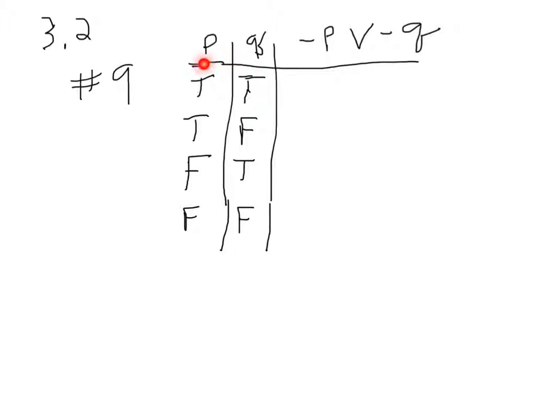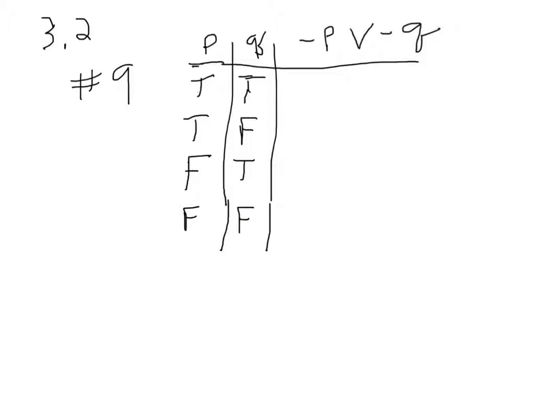There's two statements, P and Q, and these are the possible true or false values for those. They could both be true, true then false, false then true, or they both could be false. That's all the possible combinations when you've got two statements.